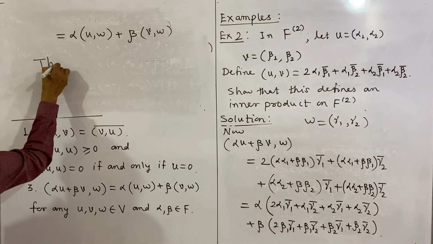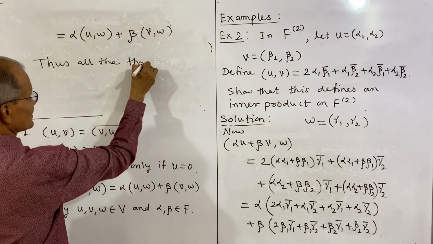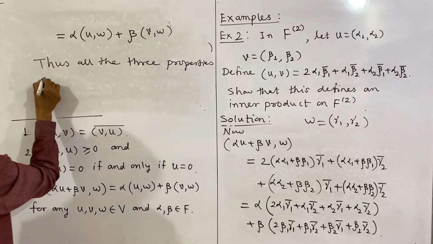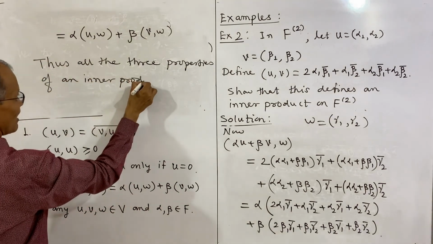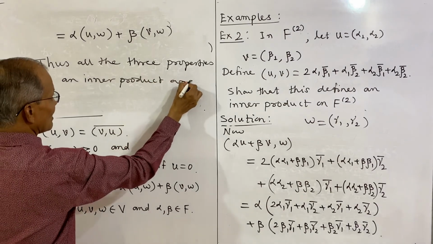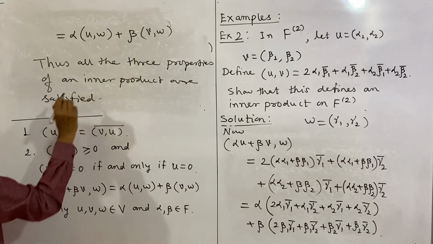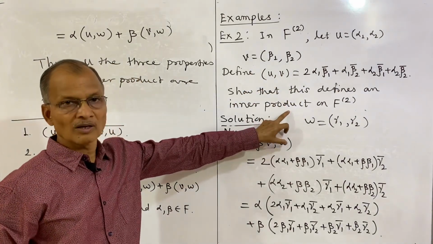Thus, all the properties are satisfied. All the three properties of an inner product are satisfied, and therefore this is an inner product. This defines an inner product on F2.